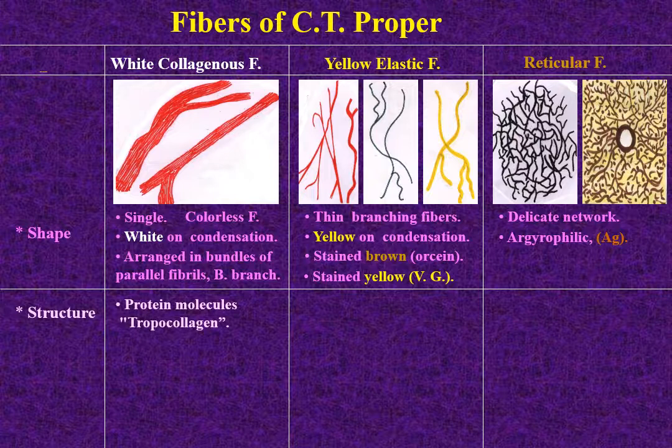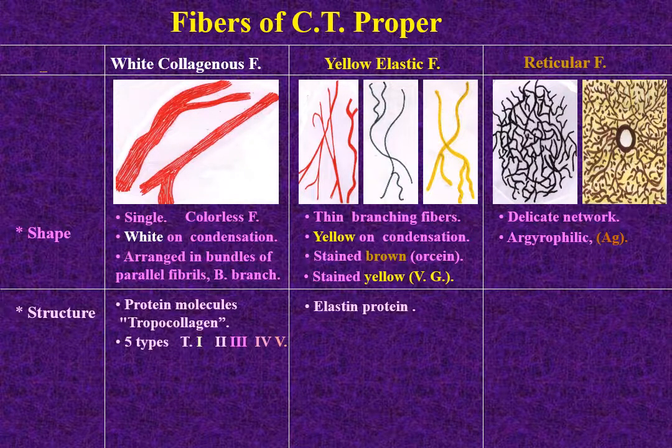Collagen fibers are classified into 5 types according to the chain of amino acids in it. Type 1 is found in bone and tendons. Type 2 is found in cartilage. Type 3 constitutes the reticular fibers. Type 4 is found in basal lamina. Type 5 is found in fetal membranes and blood vessels.